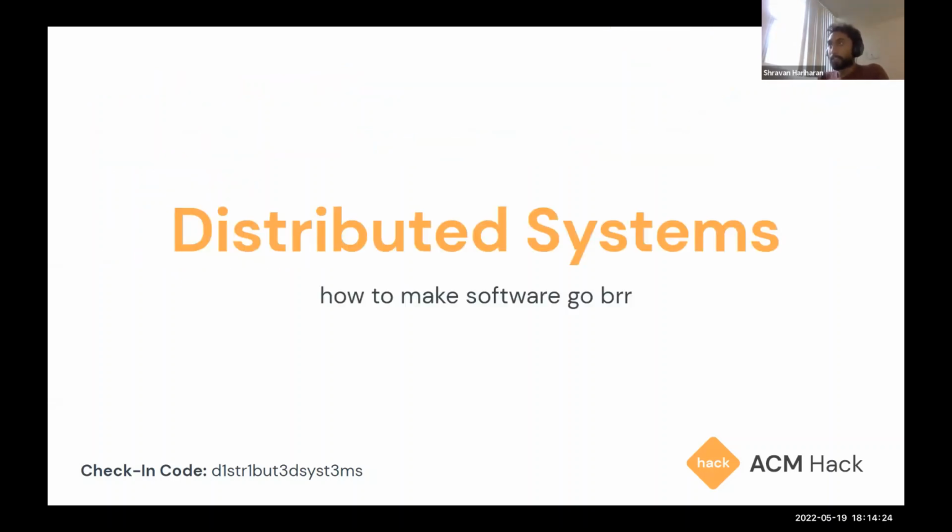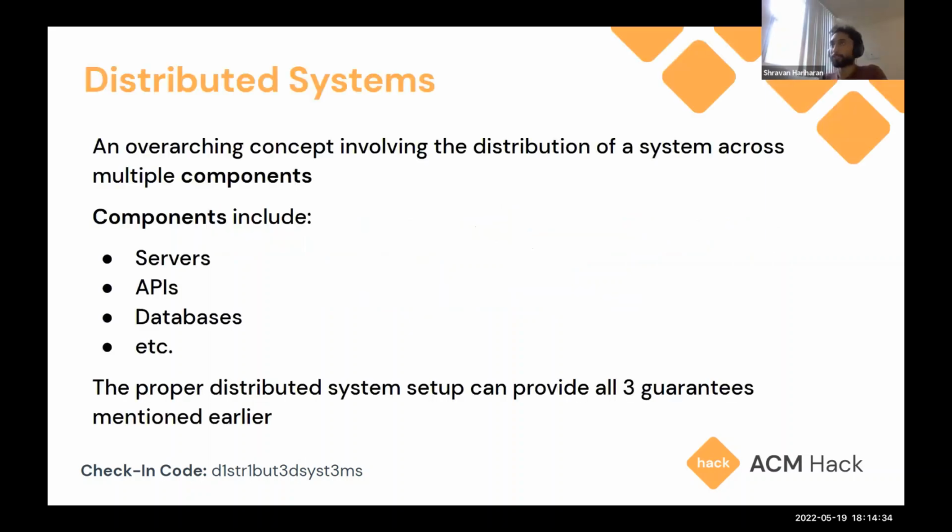So with that being said, distributed systems is going to be an overarching topic that allows us to make software that supports all three of those traits. So what is distributed systems exactly? Well, according to this slide, distributed systems is, quote, an overarching concept involving the distribution of a system across multiple components. That sounds kind of archaic, but let's break that down.